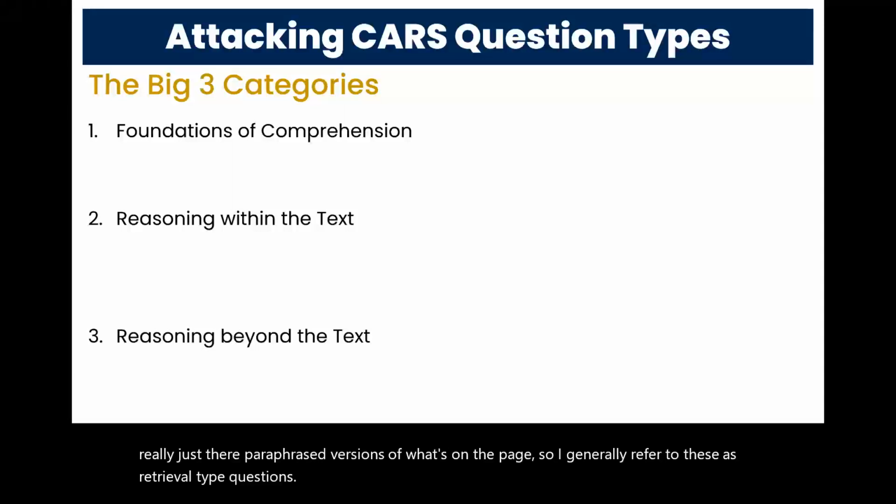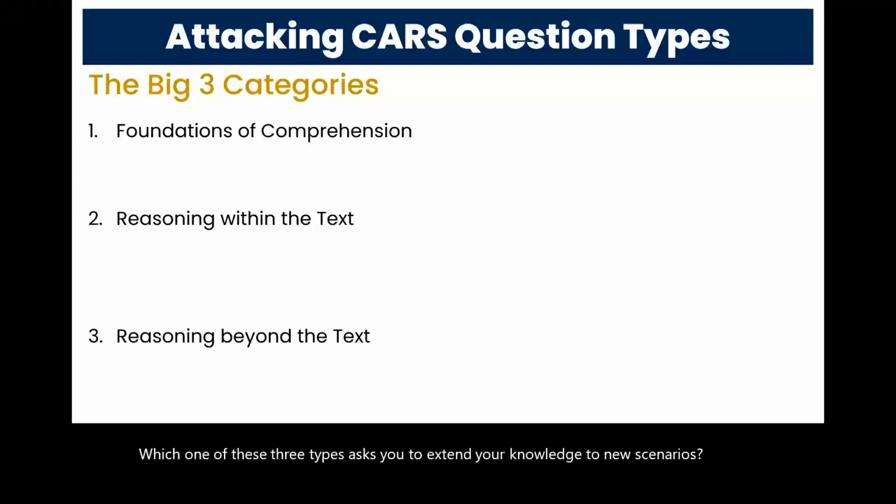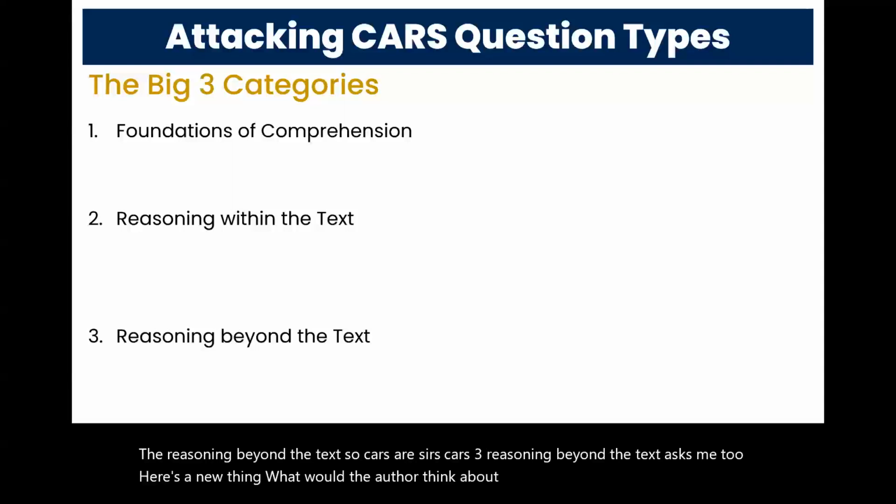Which one of these three types asks you to extend your knowledge to new scenarios? The reasoning beyond the text. So CARS number 3, reasoning beyond the text, asks me: here's a new thing, what would the author think about it? That type of question.